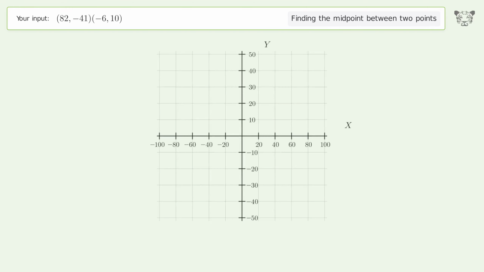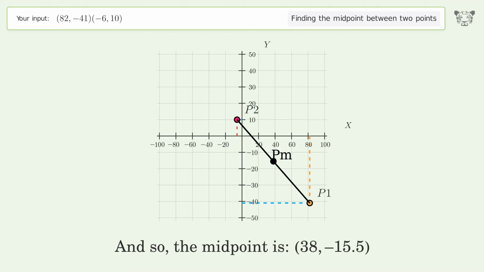And so, the midpoint is 38, negative 15.5.